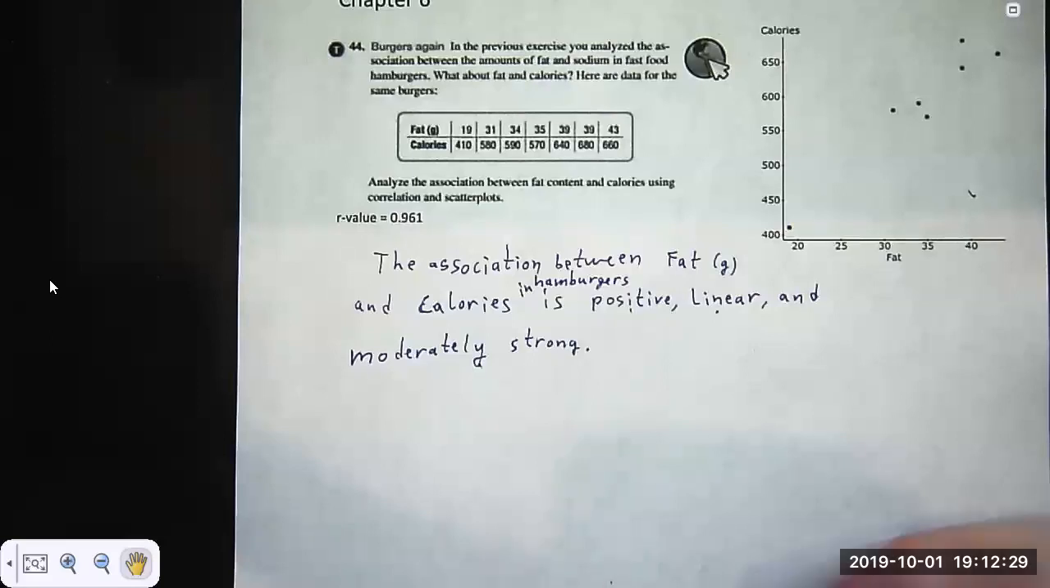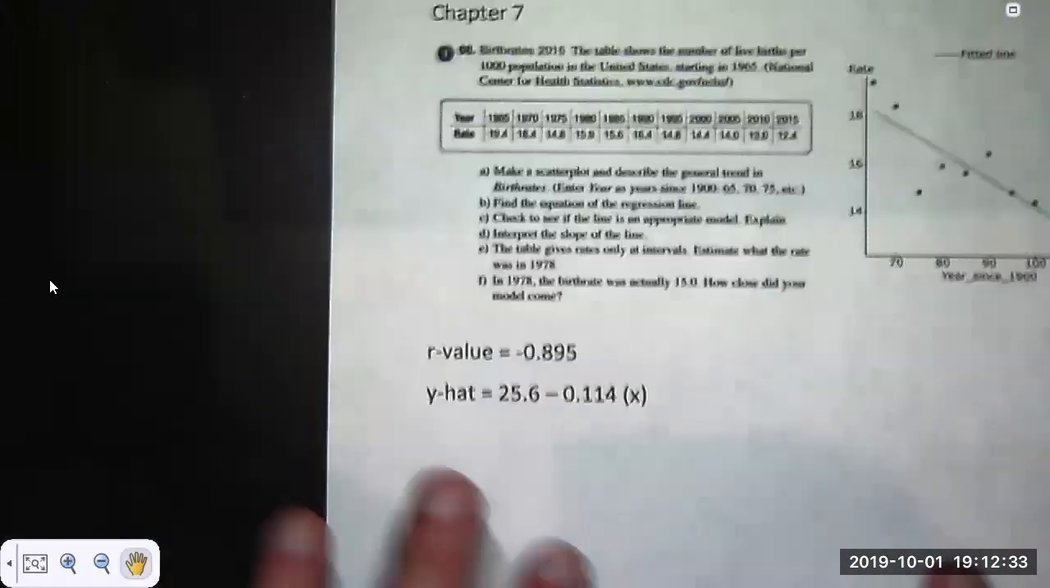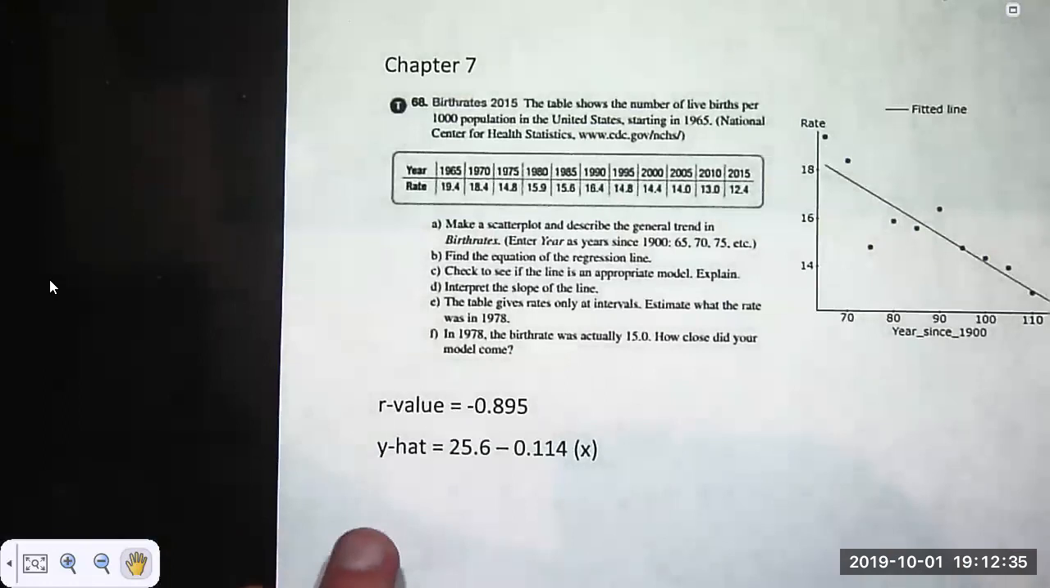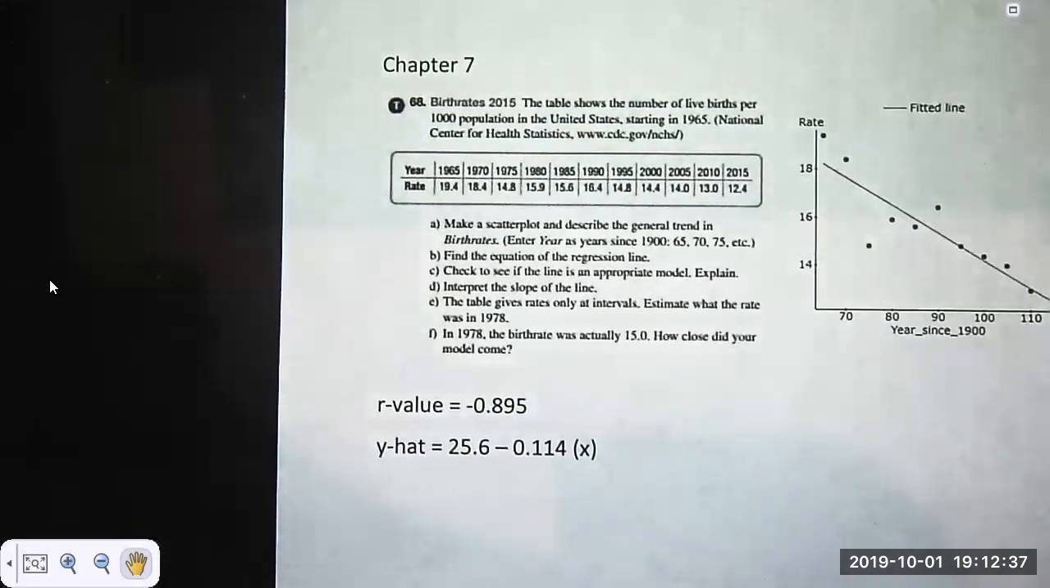Okay. Next chapter. Here we go, chapter 7. All right, so here we're back with, oh, well, actually this is birth rates, so not hamburgers anymore. Birth rates. Big difference.